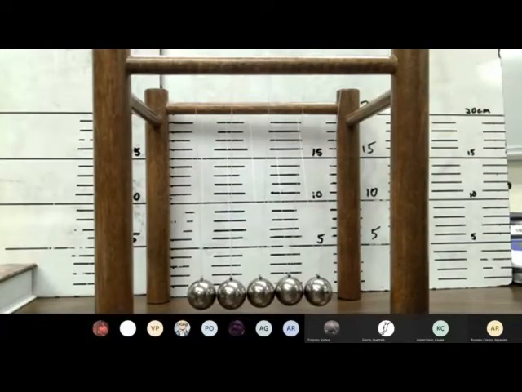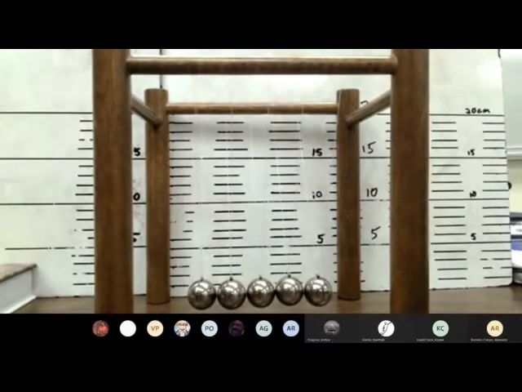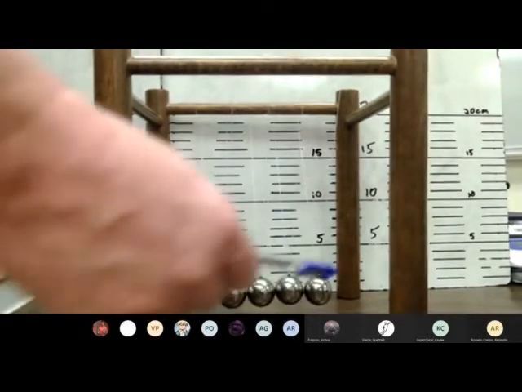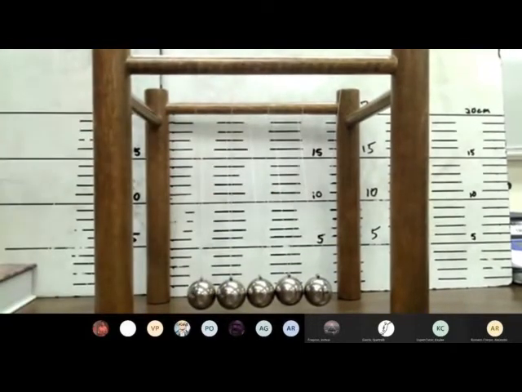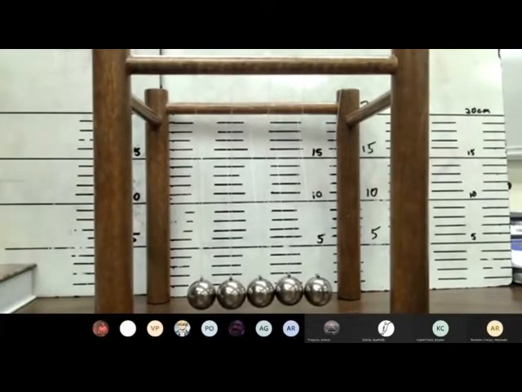All right, so I think we might be about ready to begin. So ideally, at this point, you have filled up your screen with this image because you need to be able to measure how high these balls swing. So if you haven't done that, please do so.